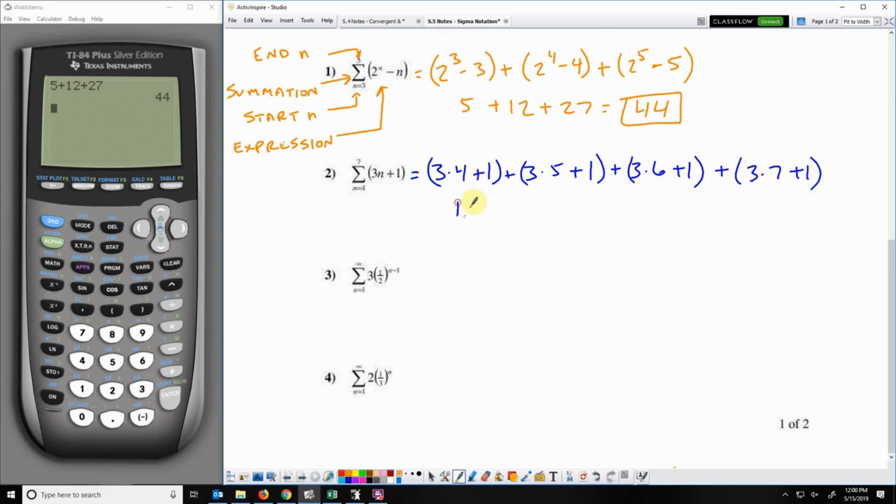So that's 12 plus 1, 15 plus 1, 18 plus 1, and 21 plus 1. And that all adds up to 70.